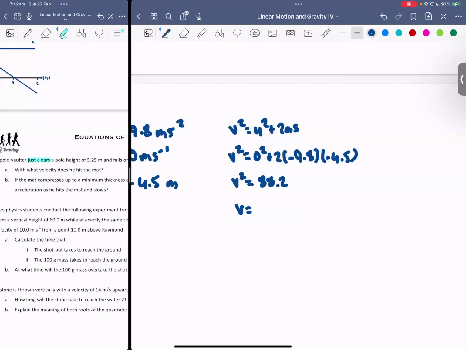So what does that mean? v is... Now, be very careful. When you square root something, it's plus or minus. You need to remember that when you square root something, it is always plus or minus. So what is plus or minus the square root of 88.2? Well, what is the square root of 88.2? 9.39. Plus or minus 9.39. And which one do we actually want, guys?